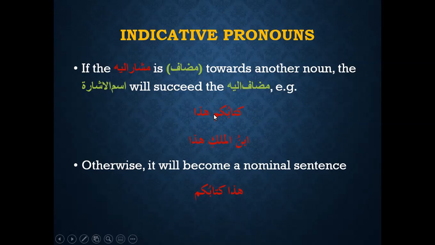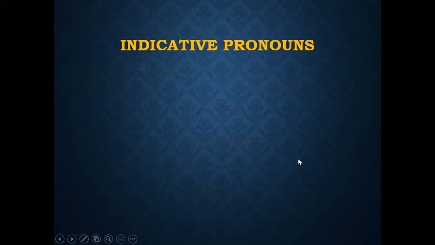This book of yours is nice, is good. I like it, something, whatever. Here, if you say hada kitabukum, this is your book, that becomes a complete sentence, mubtada khabar. So this is not murakkab ishari anymore. Hada ibnul malik, this is the son of the king, complete sentence. So make sure that you understand this.